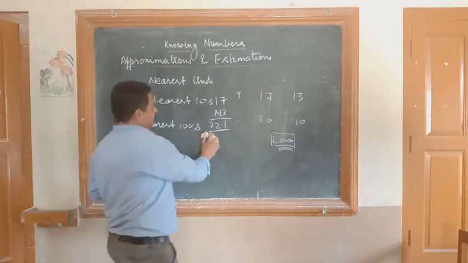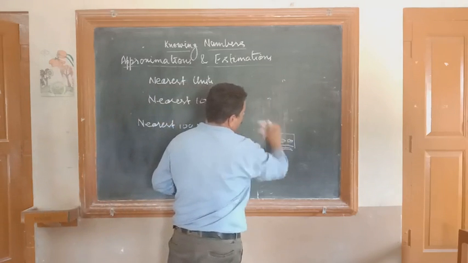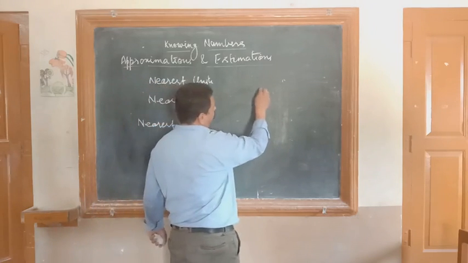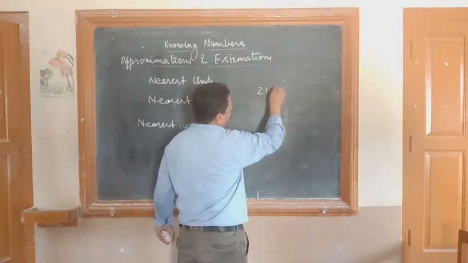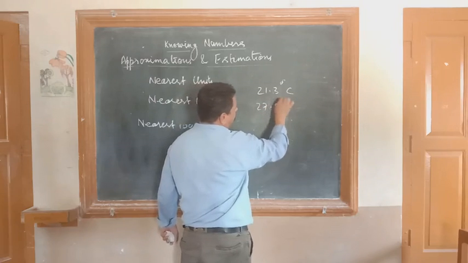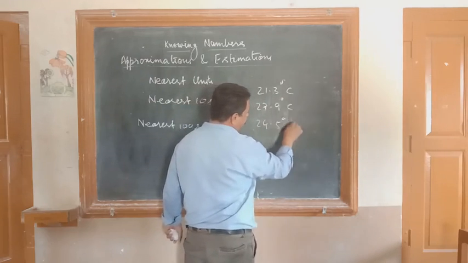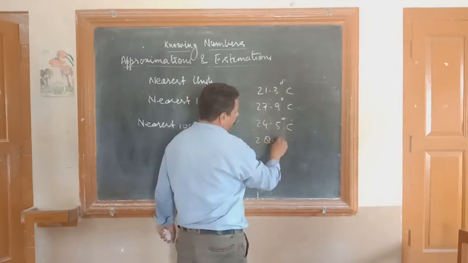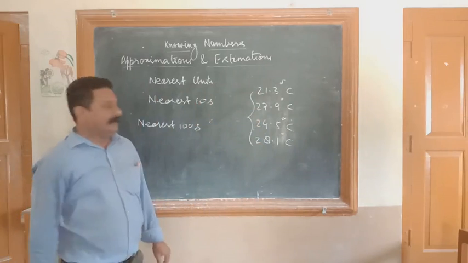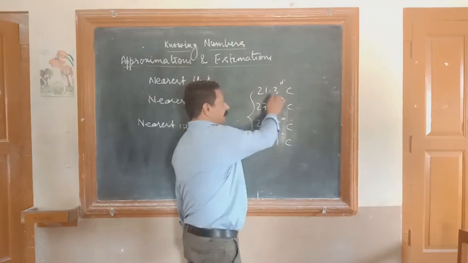Say for example, the temperature of a city was noted. For 7 consecutive days we have noted down the temperature and we found the temperature to be 21.3 degrees Celsius, 27.9 degrees Celsius, 24.5 degrees Celsius, 28.1 degrees Celsius. Say for example, for 4 days you have taken this. Now what is the average temperature of that city? Very simple, take the approximate value.